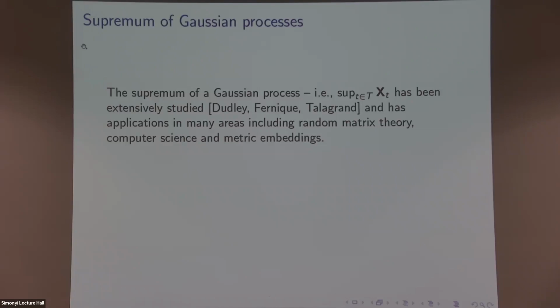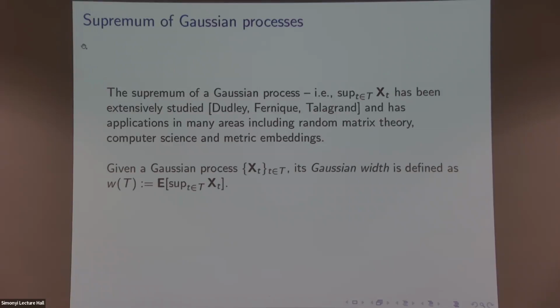I'm not going to go into all the ways the study of this random variable has been effective, but let me give a couple more definitions. Given a Gaussian process X_t, we define its Gaussian width to be the expectation of the supremum. Just terminology: we call the Gaussian width the expectation of the supremum.